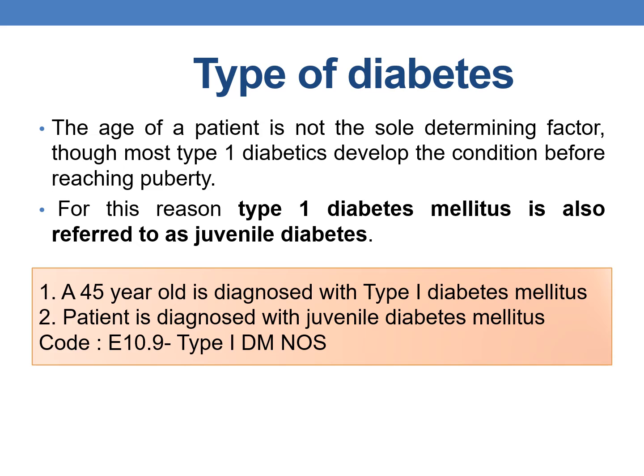For example, a 45-year-old is diagnosed with type 1 diabetes mellitus. And the second example is a patient diagnosed with juvenile diabetes mellitus. Here, though the age of the patient is 45 years, he is diagnosed with type 1. In the second case also, the patient is diagnosed with juvenile diabetes mellitus. In both cases, the answer is E10.9, type 1 diabetes mellitus NOS. So, age is not the sole determining factor for determining the type of diabetes mellitus. This point should be noted.